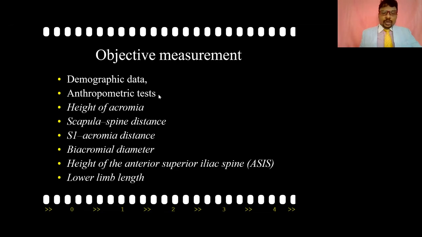Here is what we are going to measure. Just now we discussed that we have to check the demographic data and also the anthropometric measurement tests. What is the height and weight, and what is the length of the femur; all these things we have to check. The height of the acromion, the scapula level, and the pelvic level, and then we have to check the height of the anterior superior iliac spine, the ASIS levels, and also limb length.